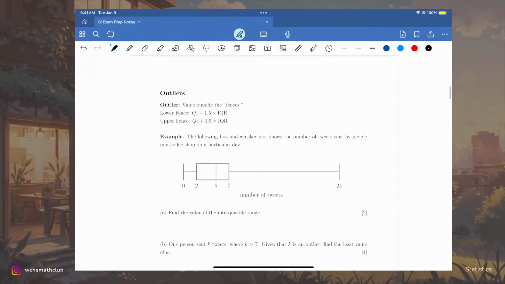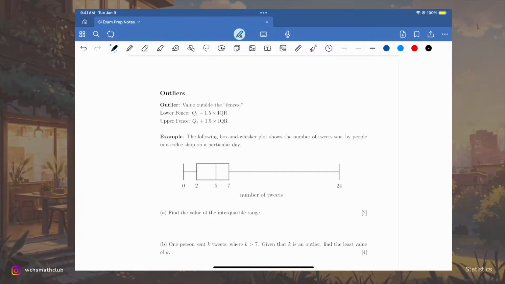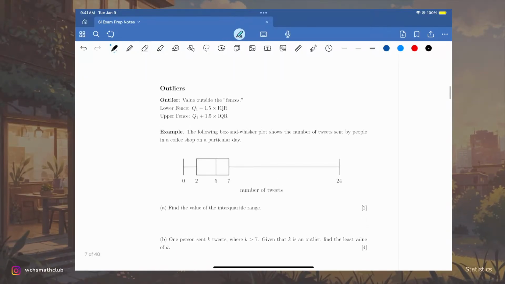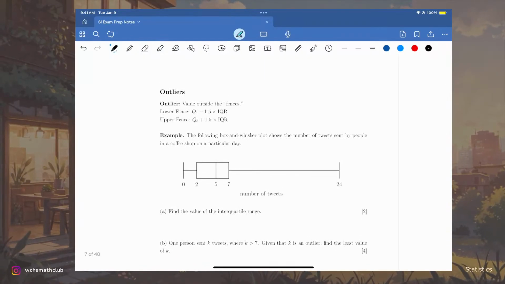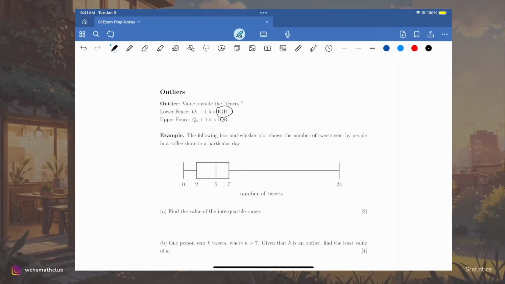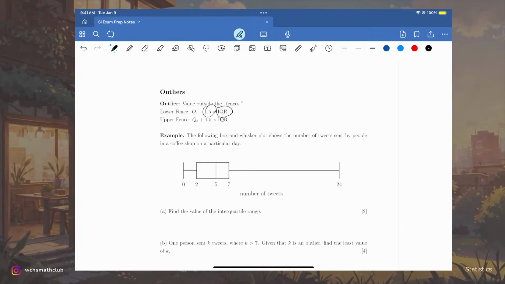And then next is outliers. So typically you would have to make some defense for why a piece of data is an outlier, and especially you may have to do this given a box and whisker plot. So you want to find the interquartile range, that's the third quartile minus the first quartile, multiplied by 1.5, and then you want to have that value either below the first quartile or above the third.